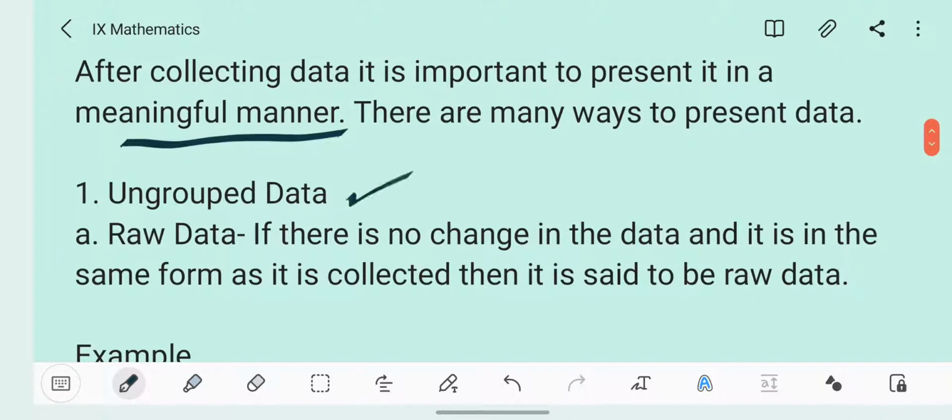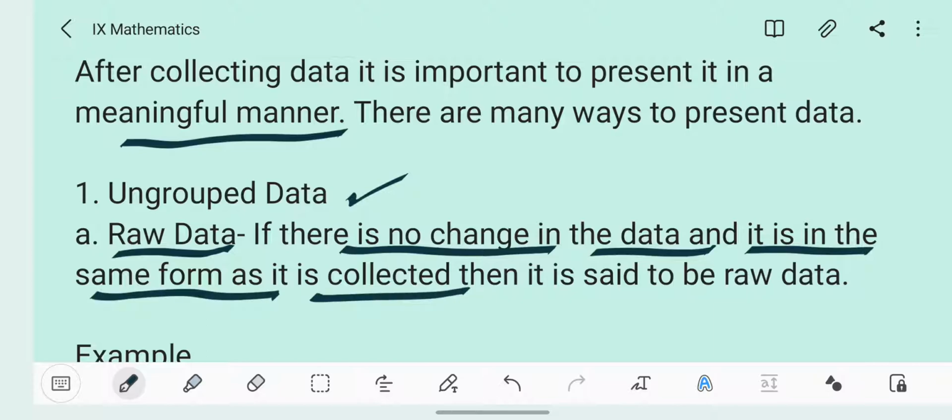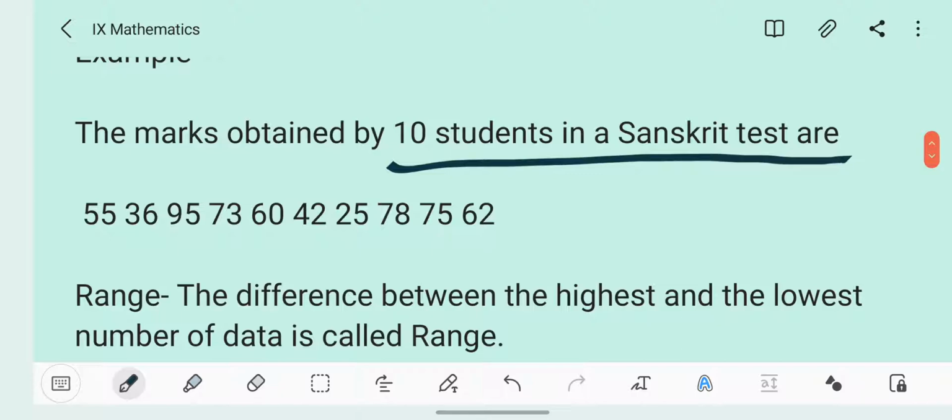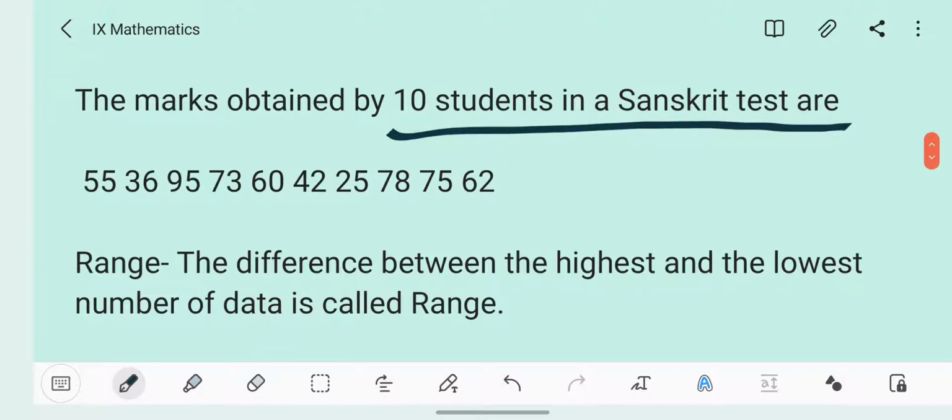One is called ungrouped data. That is raw data: if there is no change in the data and it is in the same form as it is collected, then it is said to be raw data or ungrouped data. The marks obtained by 10 students in a Sanskrit test are given: 55, 36, 95 till 62. So here the data is not arranged in a proper manner. First of all we need to form the array, arranging the data in ascending or descending order.